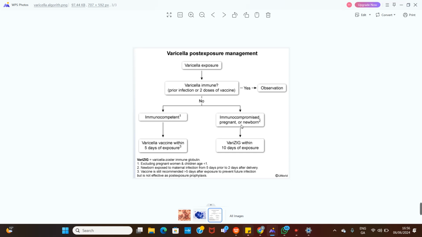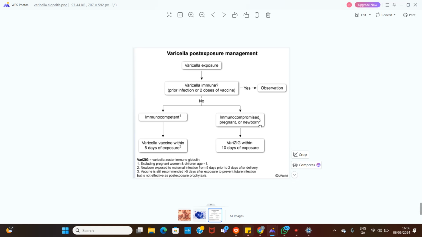You cannot give them varicella vaccine because, as I said, you don't give it to immunosuppressed people or pregnant people. So what you are going to give them instead is the varicella immunoglobulin. And you are going to make sure you are giving it within 10 days of exposure. Within 10 days of exposure. Now, what is the clause about the newborn?